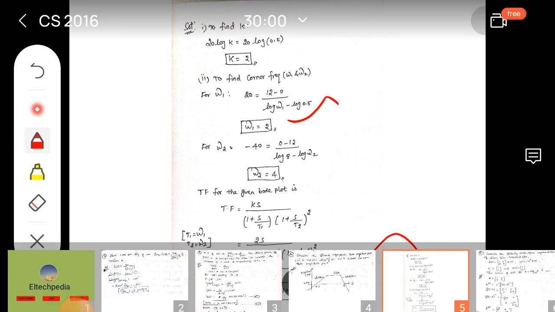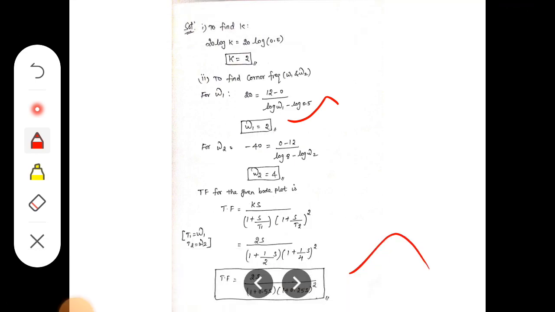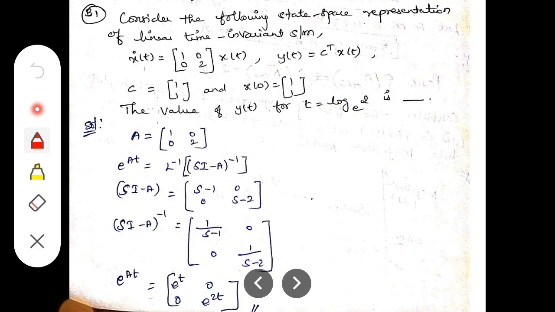Next, move to the next problem. Consider the following state space representation of a linear time invariant system. So they provided one LTI system. For this system they want the output function at the time t equal to log e2.